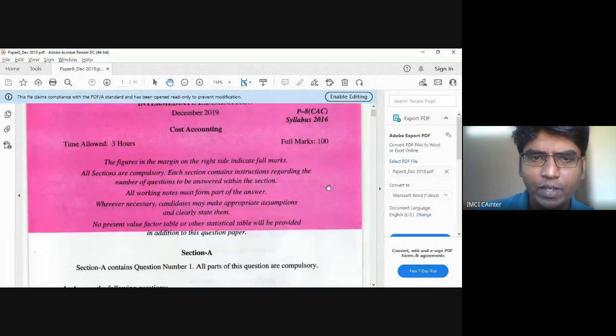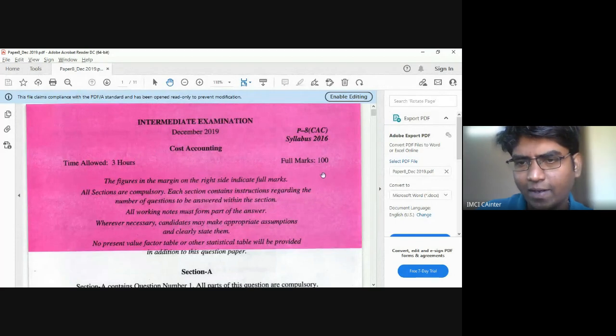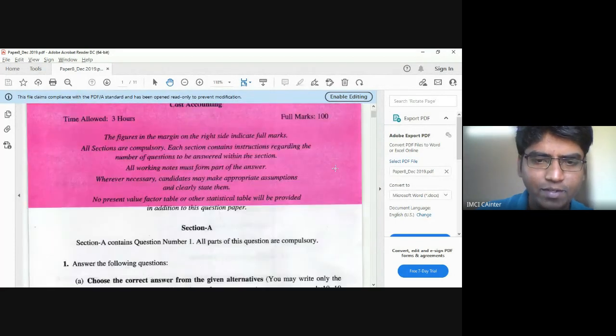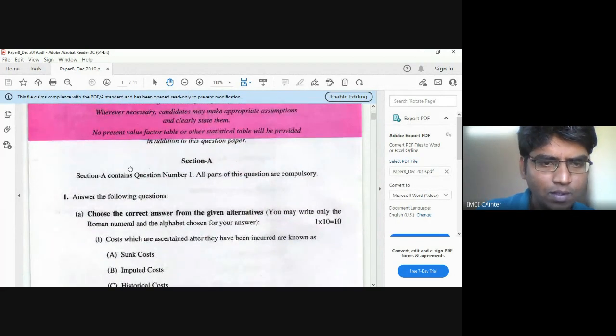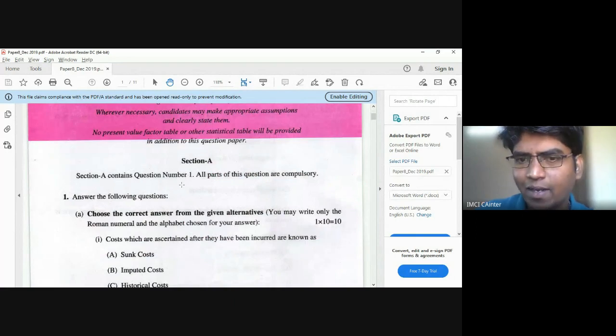See, let me cover for the CMA student. It is again a 3 hour question paper, again 100 marks. So we prepare for system based examinations. Section A is again a compulsory question, and all parts of this question are compulsory. So question number A is compulsory.